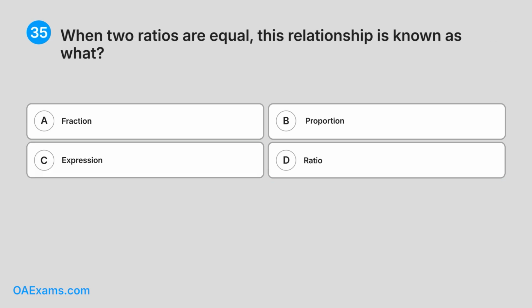35. When two ratios are equal, this relationship is known as what? A. Fraction. B. Proportion. C. Expression. D. Ratio. What do you think is the answer?